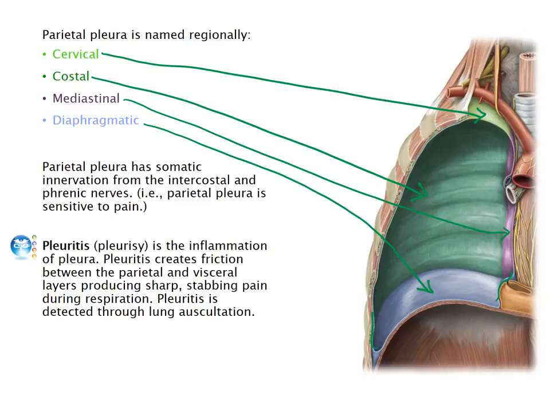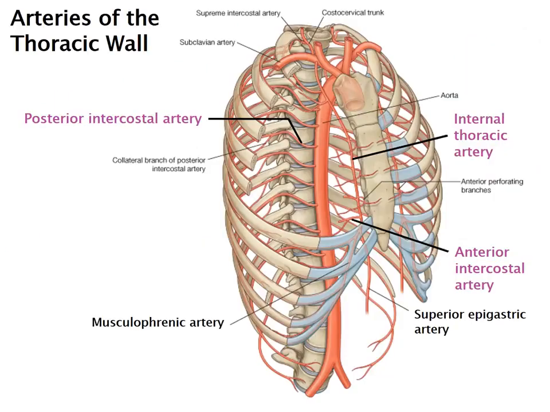Mesothelioma is a malignancy of the mesothelium, and it's often associated with asbestos in particular. So when you hear those particular commercials, that's what it's referring to. So how does the thoracic wall receive its vascular supply?